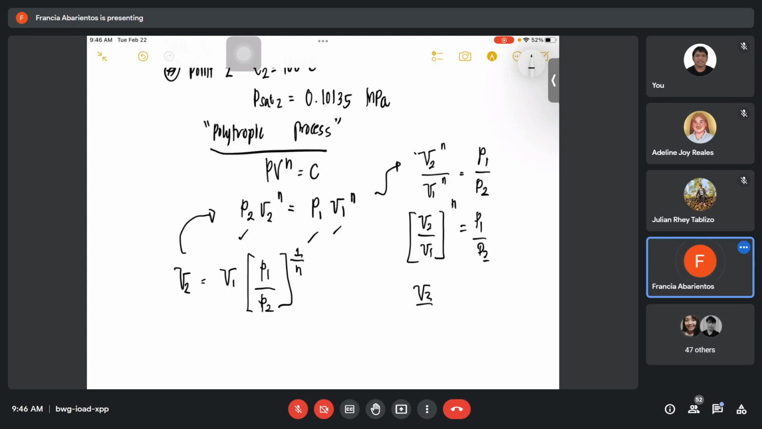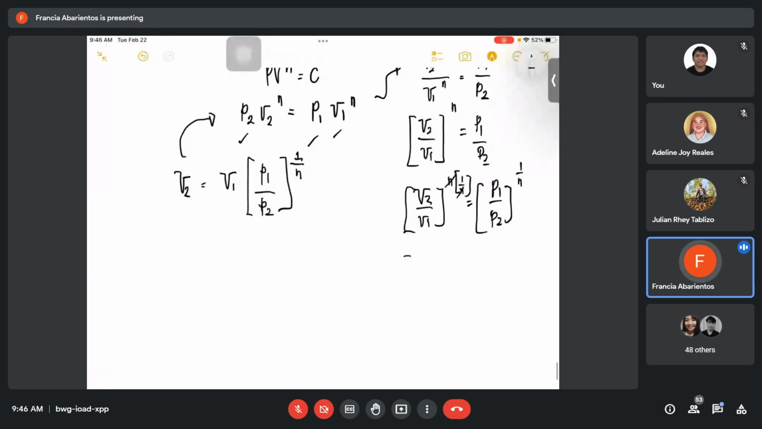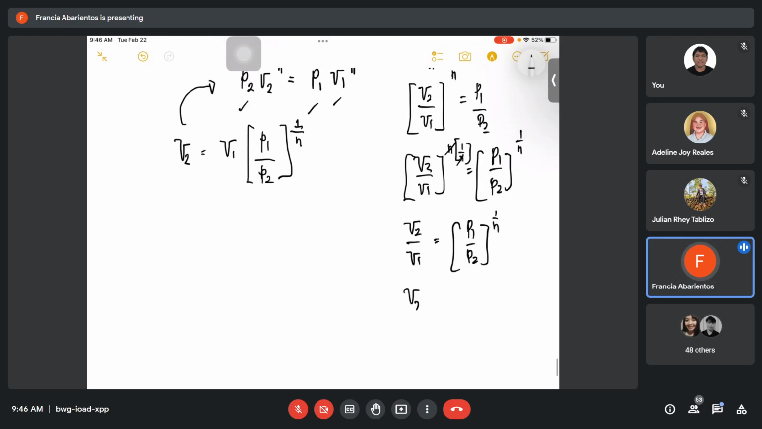O, titira to. If we raise the N, 1 times N. Ayan. Cancel to. Matitira sa kabila. Ito na lang. Ayan. So we have now the V2, V1 times pressure 1 over pressure 2, pressure 2 divided by ratio of 1 over N. Okay? So, this is a polytropic process.